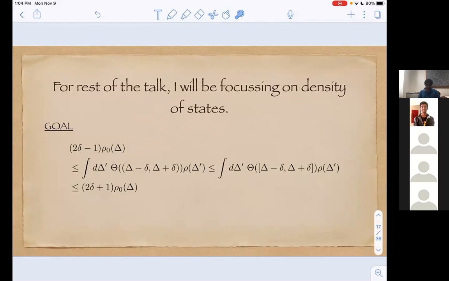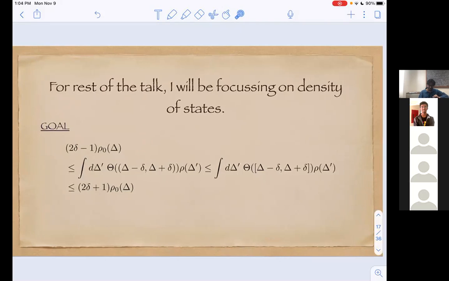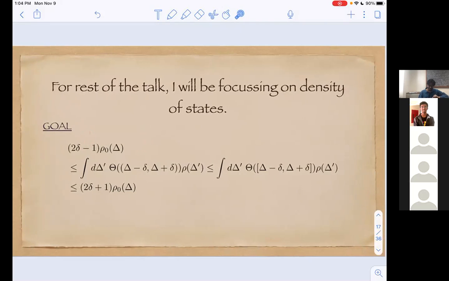Yes, yes. Thanks. So once we have this idea that there are some general features which hold for all kinds of asymptotic quantities, for the rest of the talk I will be focusing on density of states, and our goal would be to understand some of the techniques which we use to arrive at this inequality with the optimal lower bound 2 delta minus 1 and optimal upper bound with 2 delta plus 1.